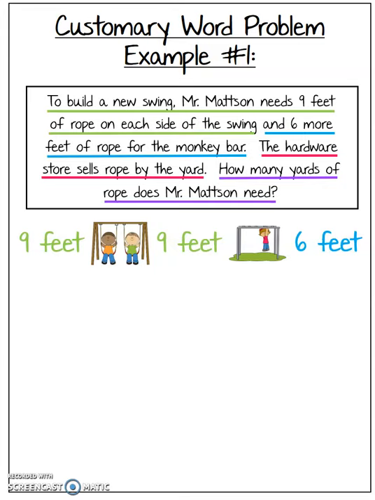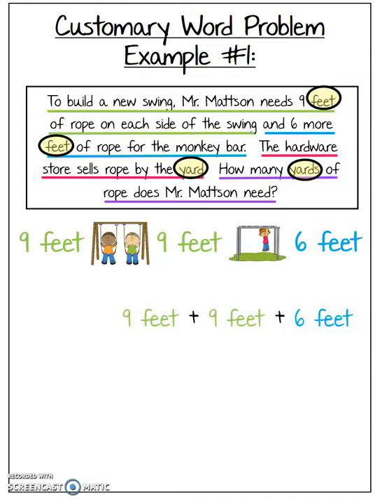At the beginning of the word problem, my units are all listed in feet, but at the end of the word problem, it's listed in yards. This tells me I'm going to need to make a conversion. But first, I need to know exactly how many feet of rope that Mr. Matson needs. So I'll add together 9 plus 9 plus 6, which gives me a total of 24 feet of rope.